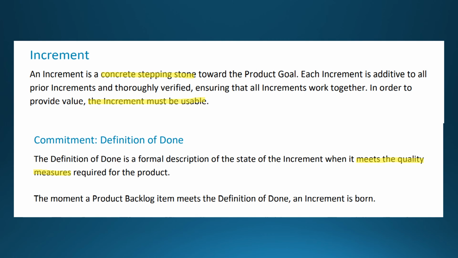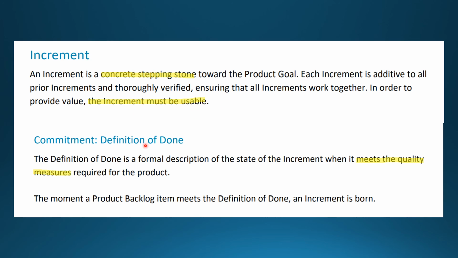The final artifact is an increment, which is working software. The commitment is its definition: an increment is a concrete stepping stone towards the product goal. Every sprint goal adds a stepping stone to the product goal. Every increment must be useful in order to provide value. That's where the product owner plays a very important role, prioritizing using MoSCoW or any other kind of techniques.